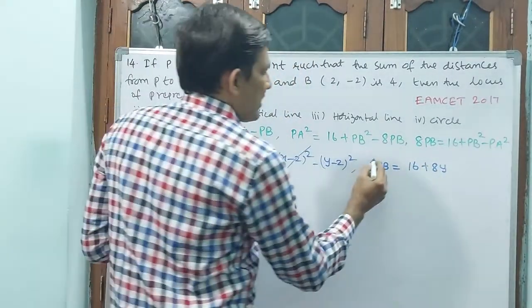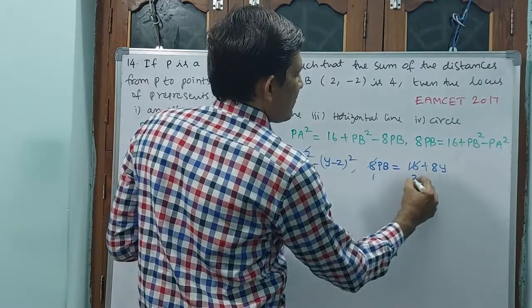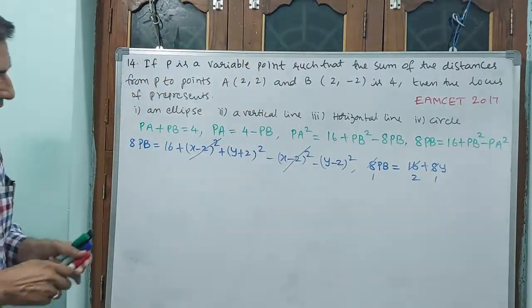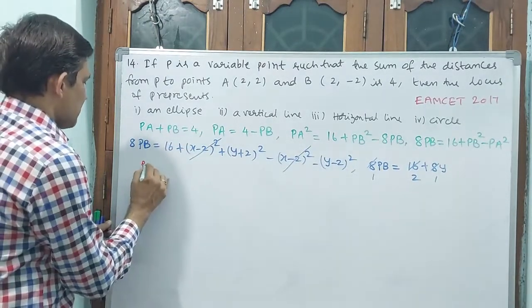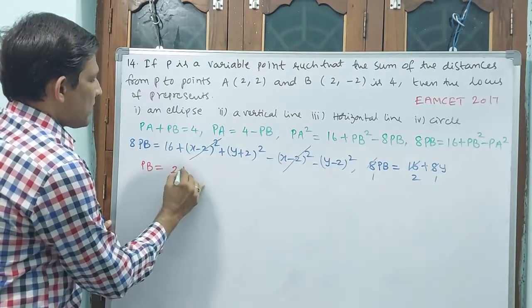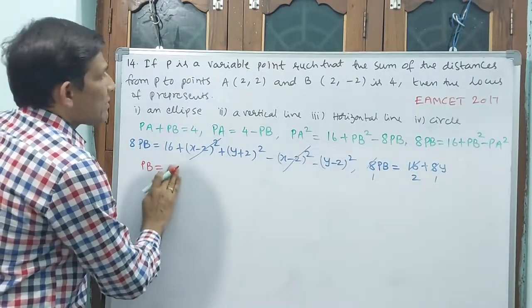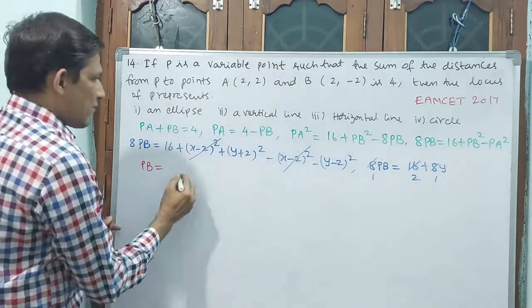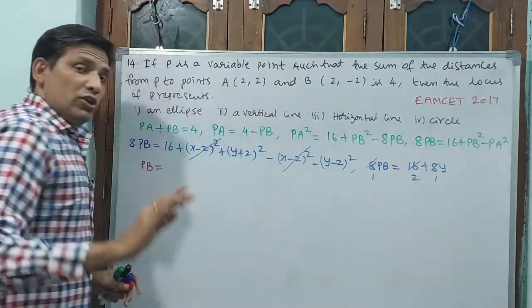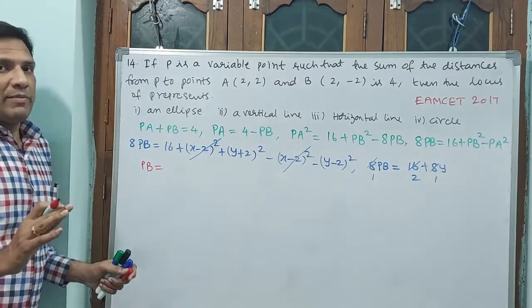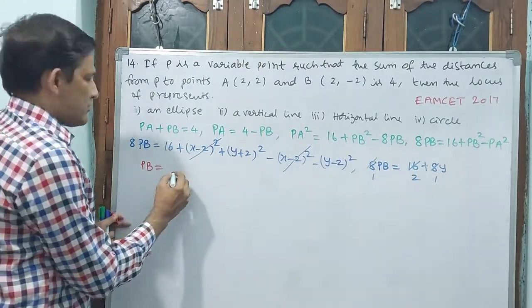With 8 I am dividing. You see, 8 ones, 8 twos, 8 ones. Then what is that? That is this, you see, PB is equivalent to 2 plus y. Shall I write y plus 2? Why? Because here y plus 2 I have written somewhere else. You see, y plus 2 I have written. That is why I want to write y plus 2. See, you can write y plus 2 or 2 plus y. But 2 minus y is not equal to y minus 2. That we know.